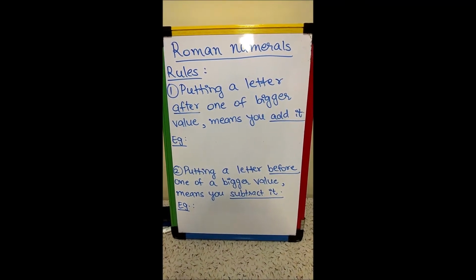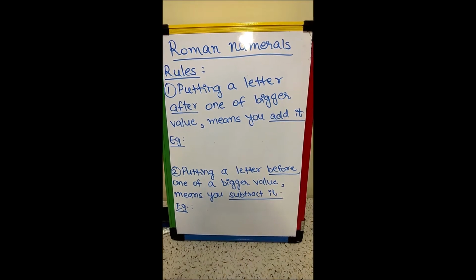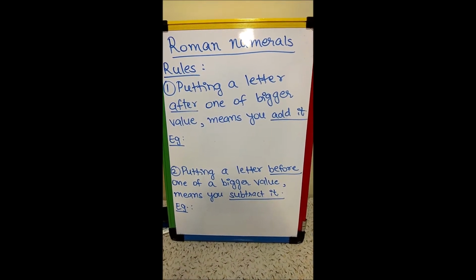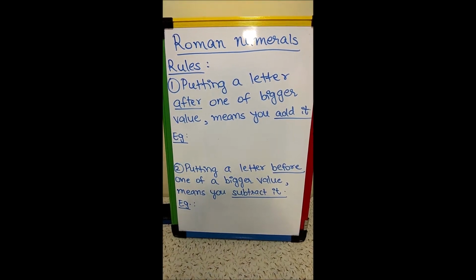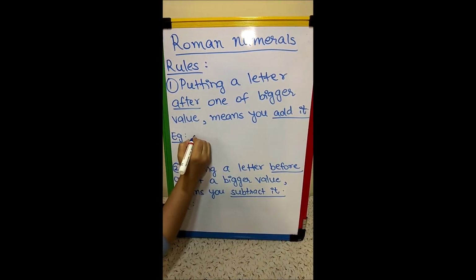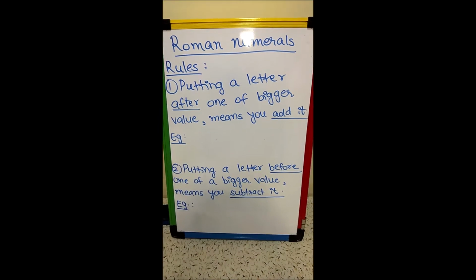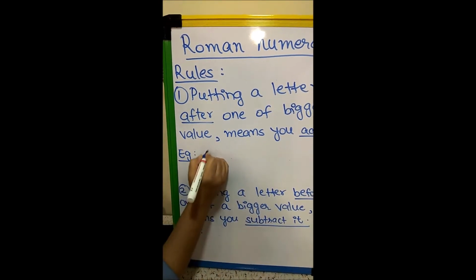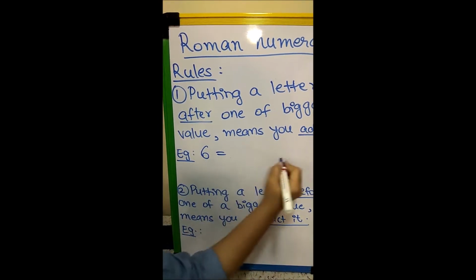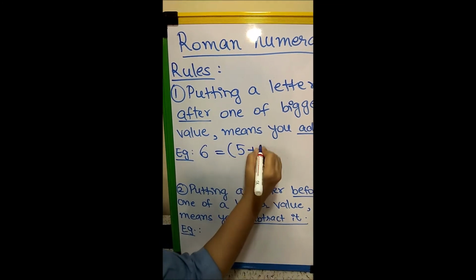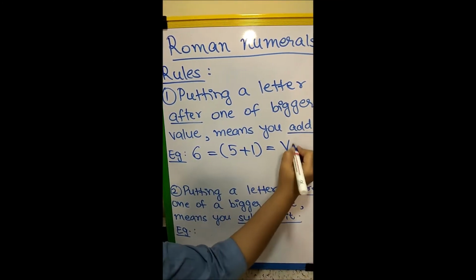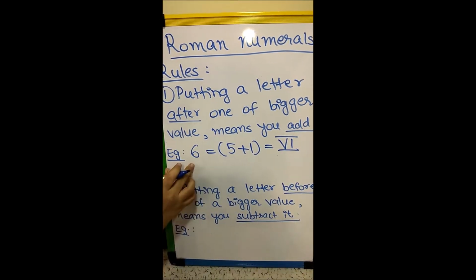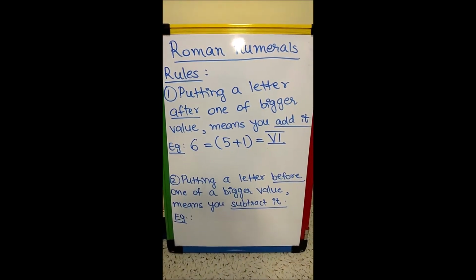So let us see the rules. The first rule: putting a letter after one of the bigger value means you have to add it. For example, 6. So 6 means we can say 5 plus 1. So we will write the Roman numeral of 5 as V and of 1 as I. So we got the Roman of 6 as VI.